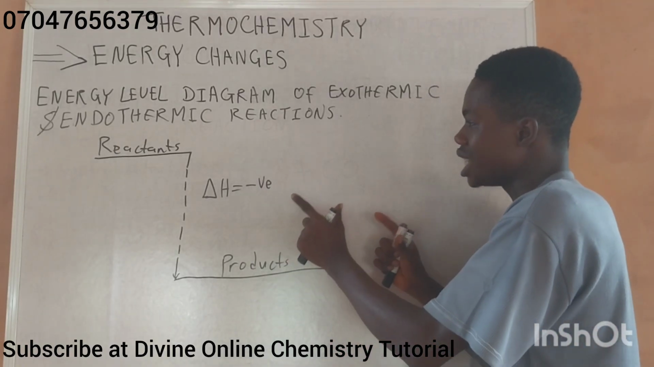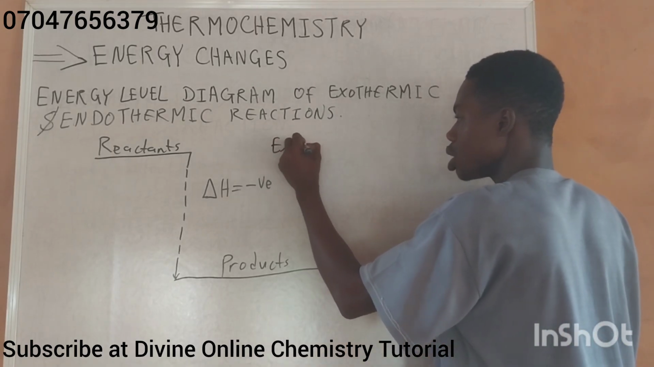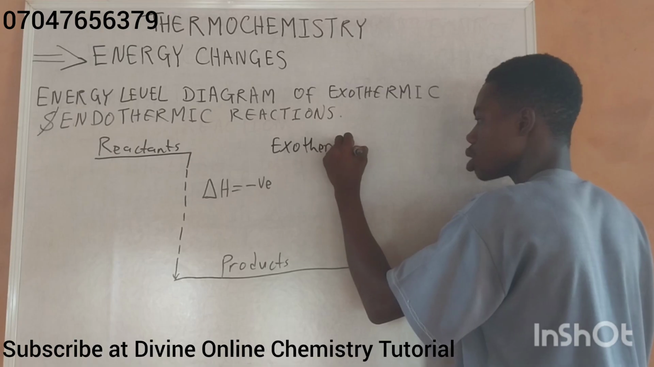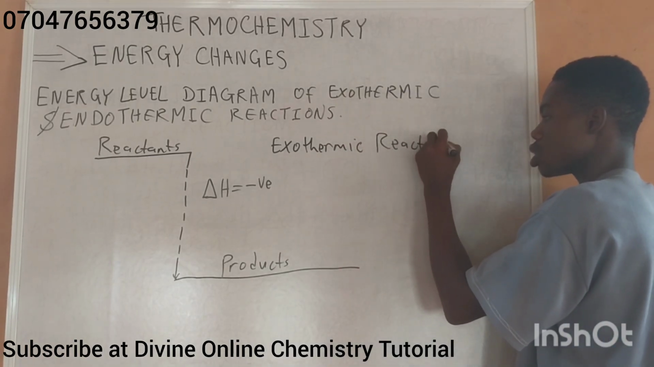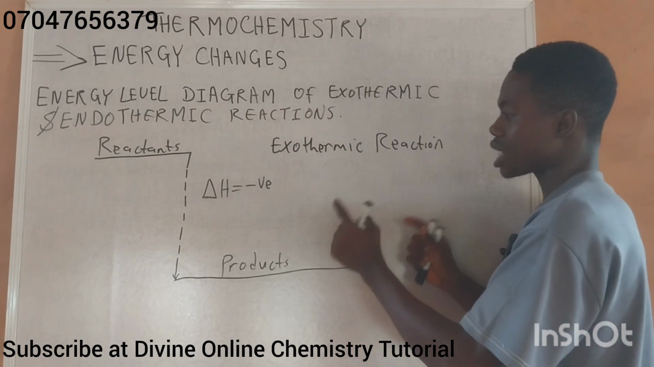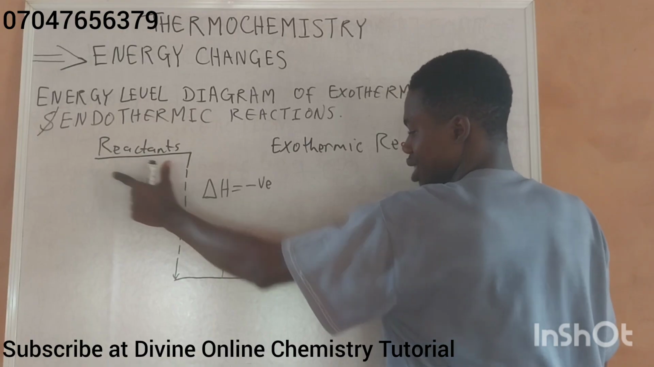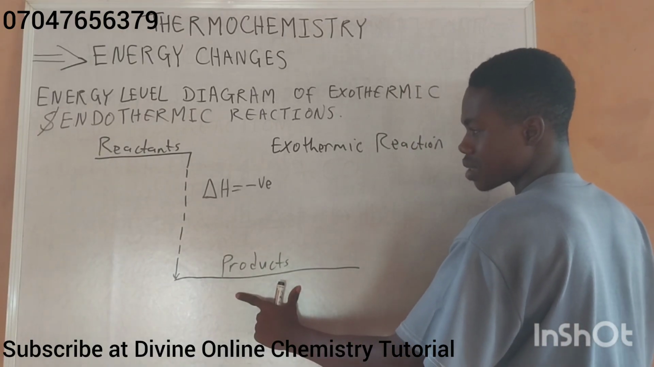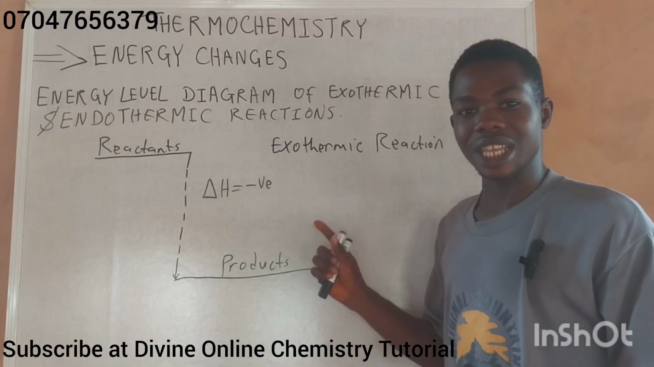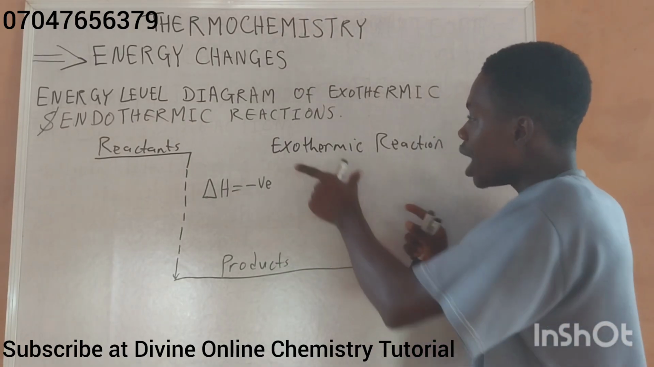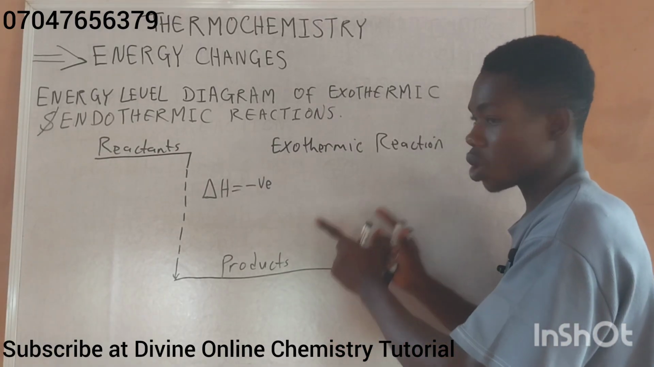So this happens to be the energy level diagram for an exothermic reaction. Please take note that in this diagram, at this part, we have the reactant, then at this part, we have the product. And delta H is negative for an exothermic reaction, because heat is being lost. So please take note of this.